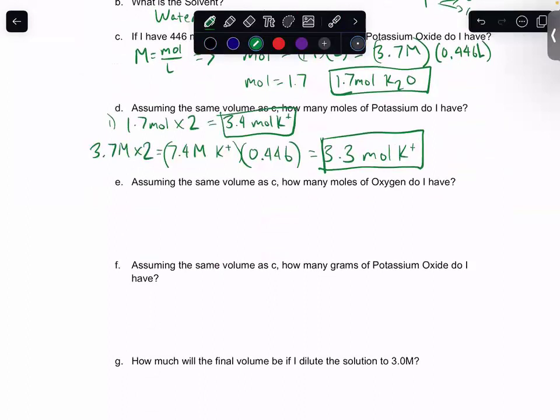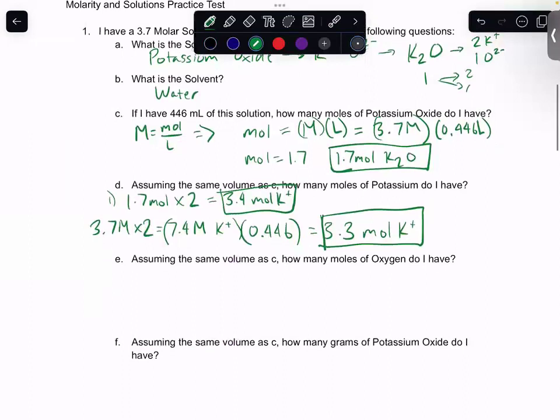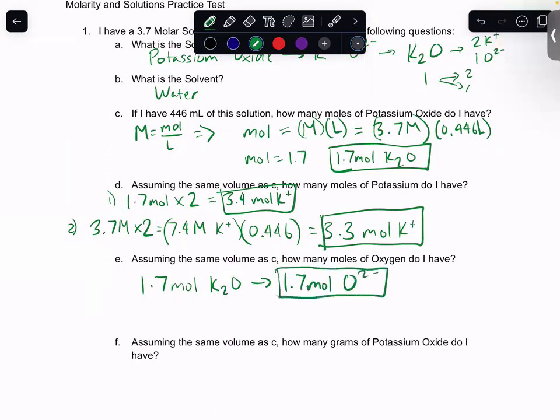Assuming the same volume as C, how many moles of oxygen do I have? Regardless of which way you do it for this one, method 1 or method 2, it's still going to be the same. It's going to be the same as 1.7 mole K2O, which is going to be 1.7 mole O 2-. Now, that's because it is a 1-to-1 ratio.